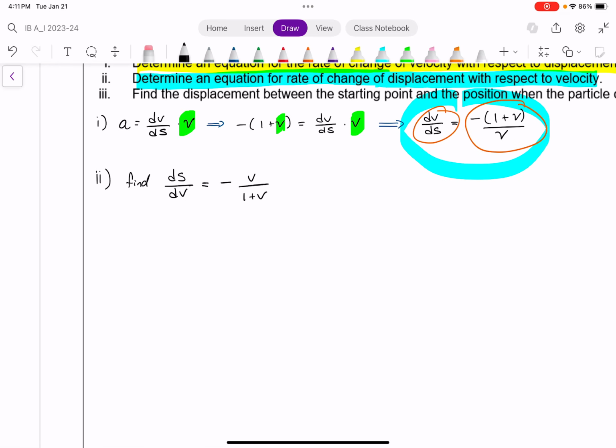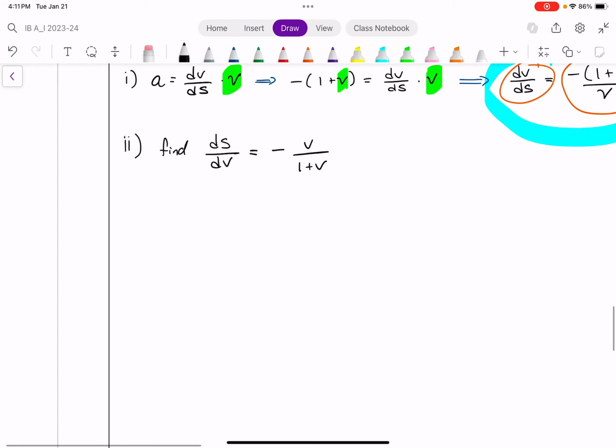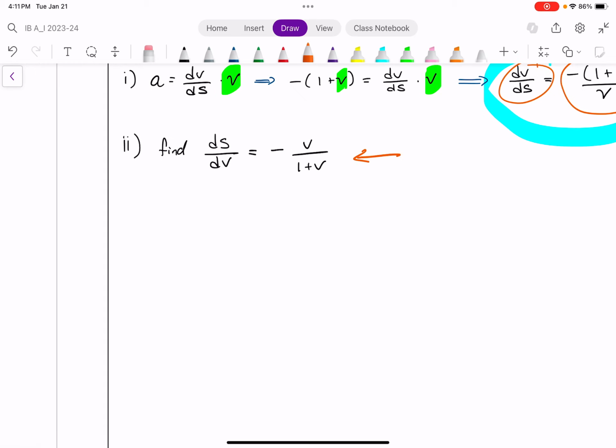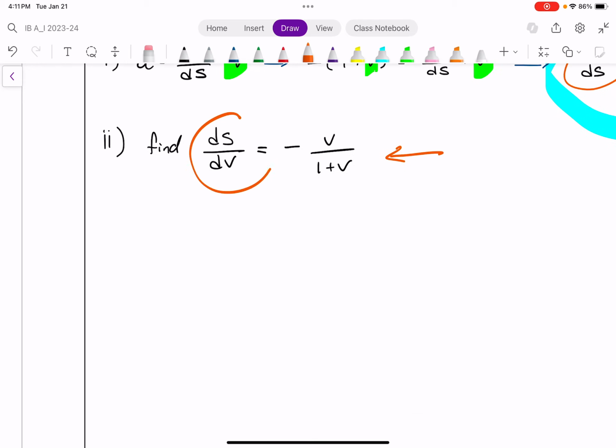There, that's it. That said, I want to use this. This is the hardest part. Find the displacement between the starting point and the position when it comes to a rest. All right, so keep in mind this equation here. This shows me the change of displacement with respect to velocity. I want to actually now think about just displacement. Well, this is the derivative of displacement. So if I want to think about just displacement, I need to think about the antiderivative of this function we have right here, which means I want to think about the indefinite integral.